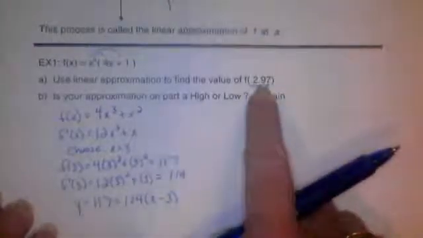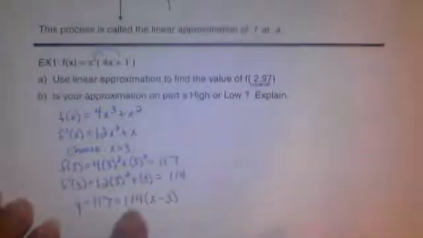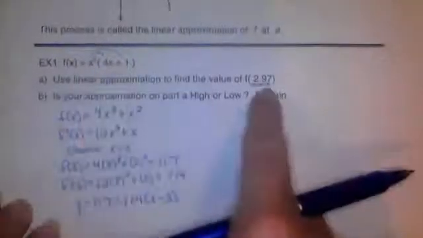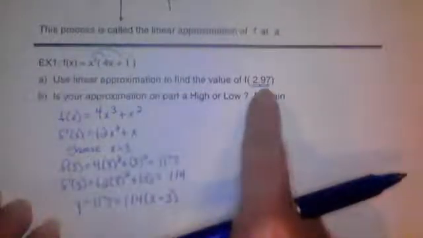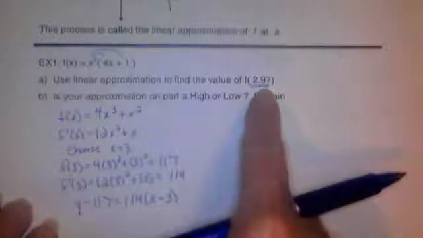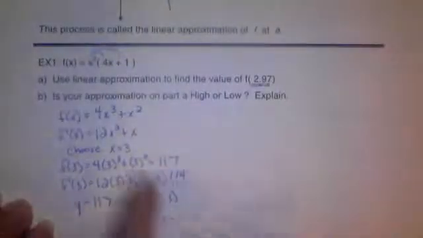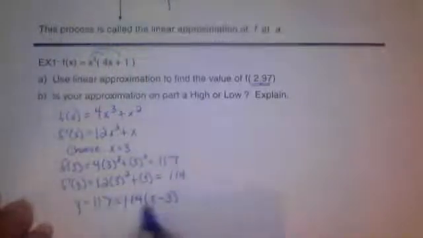Since 2.97 is very, very close to 3, even if I use this line instead of the actual curve to find the output, it's going to be very, very close to the output on the curve. So I'm going to use my line to approximate the value on the curve. And all that means is that I'm going to put 2.97 into this equation.